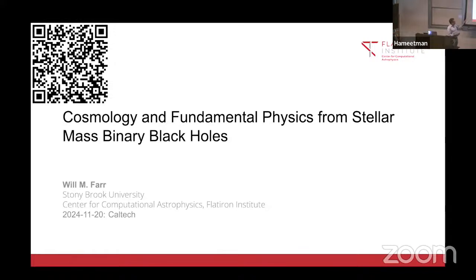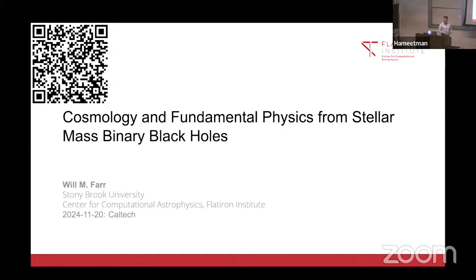And yeah, I'm going to tell you about cosmology and fundamental physics from stellar mass binary black holes. Before I move off my title slide, you might have noticed that every LIGO paper is Abbott et al. And so it's very helpful to have links to which Abbott et al. I'm discussing. This QR code will lead you to these slides, and you can click the links and see which paper I'm talking about when. I'll throw it up again at the end if you didn't snap a picture.